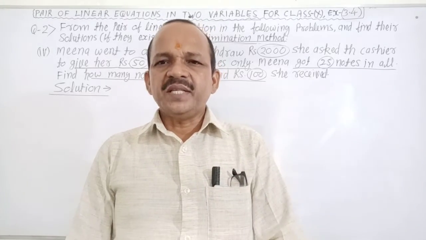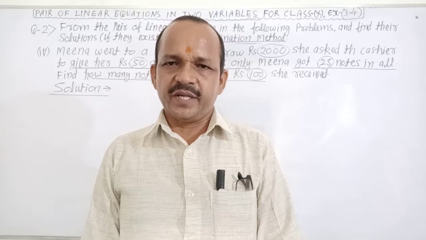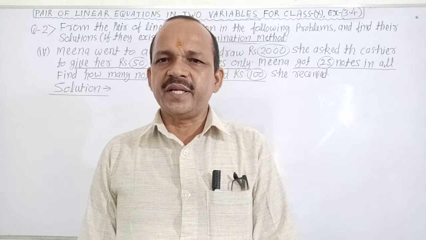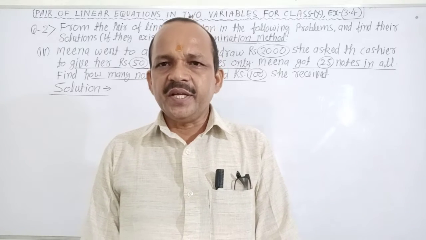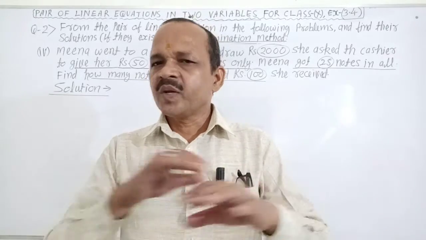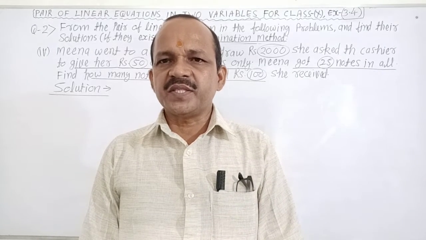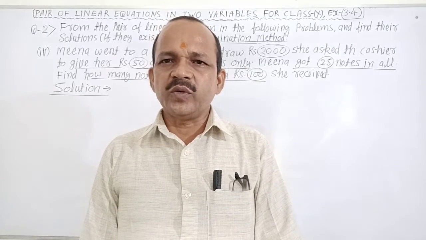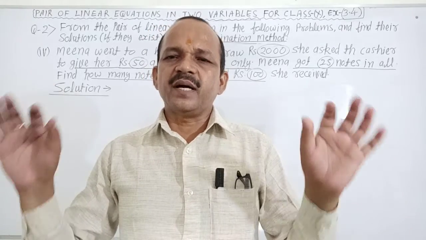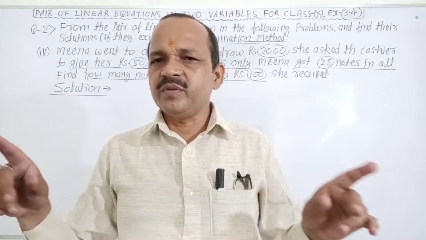Very good. Firstly, I want to describe the form of pair of linear equations in two variables, because you can ask me what is the form of pair of linear equations in two variables. It is new for you. The form is a1x plus b1y plus c1 equal to 0 and a2x plus b2y plus c2 equal to 0. It is the form of pair of linear equations in two variables. It is clear.